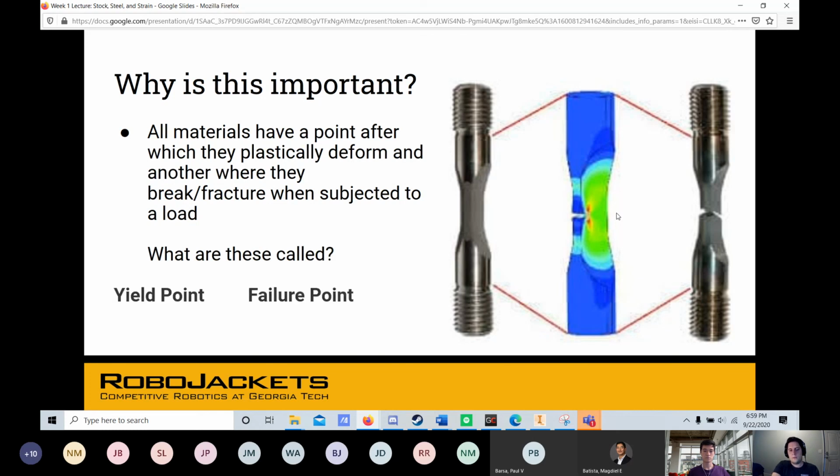And what are these called? So like the yield point and the failure point, kind of what I was alluding to before.